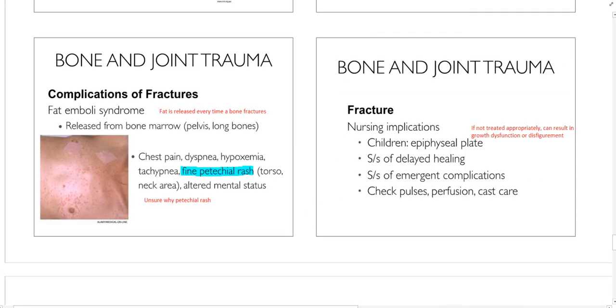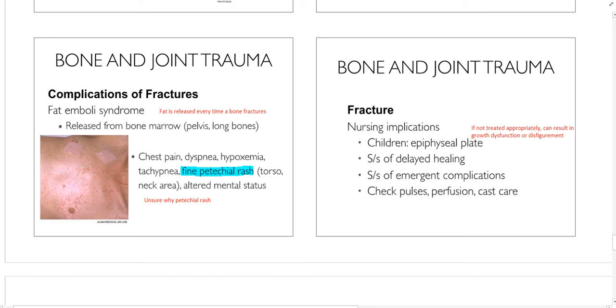Fat emboli syndrome is something much more specific. It is the same kind of idea in that we get an embolus that travels around. So we get this fat that comes out because fat is released every time we have a bone fracture of some kind. And when it gets released, it may go and trap blood flow in multiple different areas.